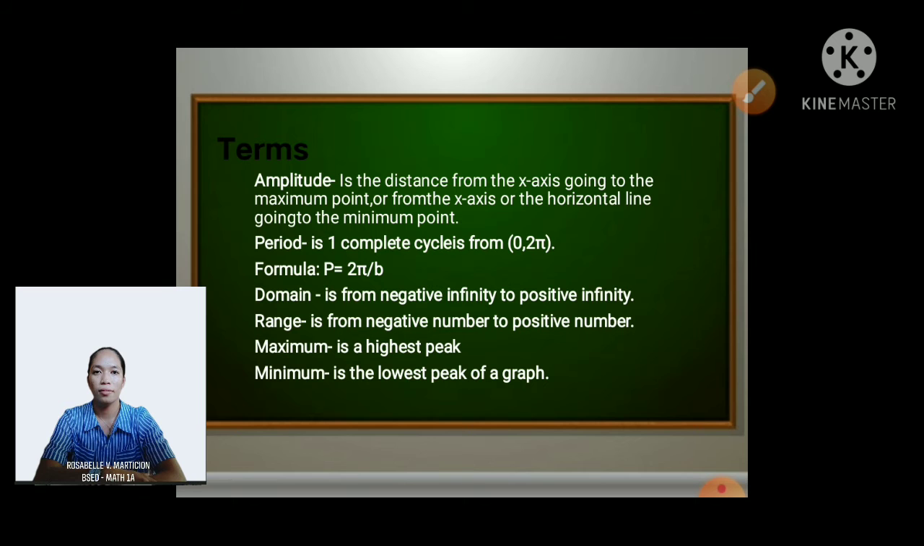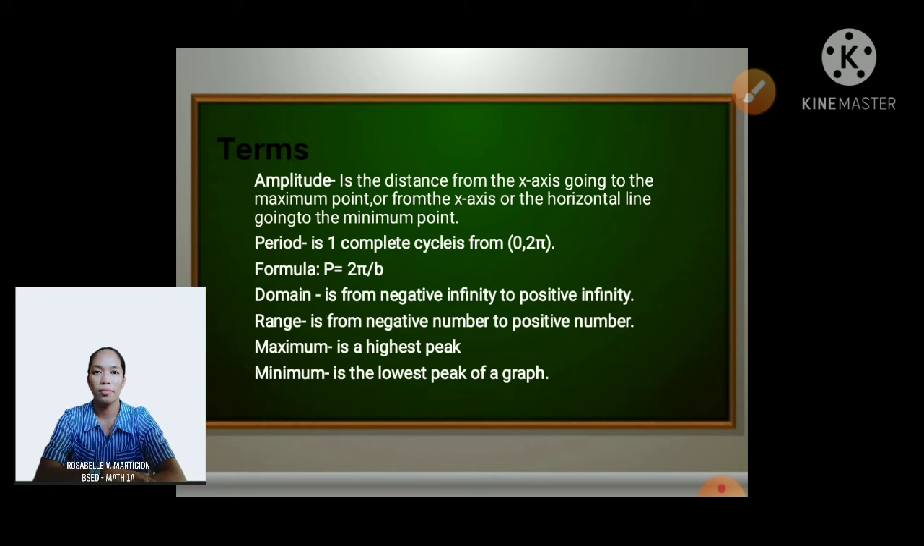So the terms of the cosine curve: first, amplitude. The amplitude is the distance from the x-axis, or the horizontal line, going to the maximum point, or going to the minimum point. And the period is one complete cycle from 0 to 2 pi. The formula to get the period is 2 pi over b.